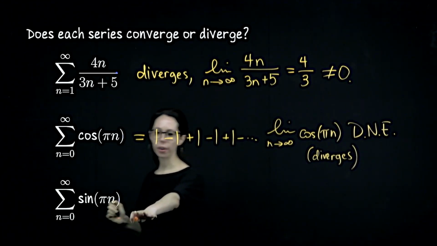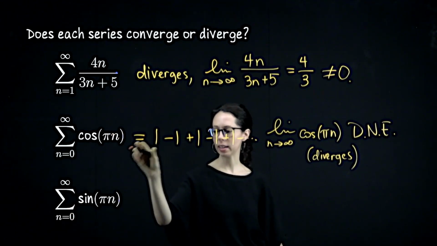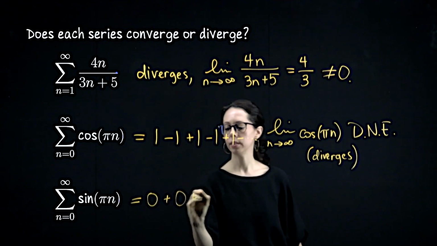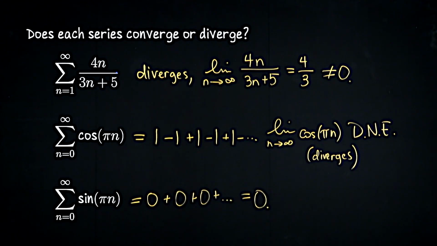Again, you want to be careful with these trig functions, because if you try to make the same argument with sine, or just say it's the same, it's not, because sine of pi n is 0 for every n. So this series actually does add up. It adds up to 0.